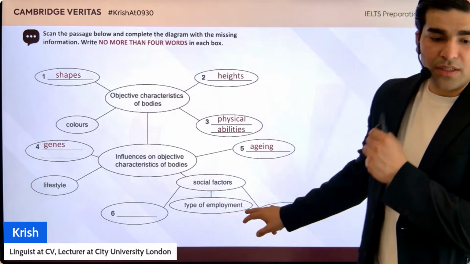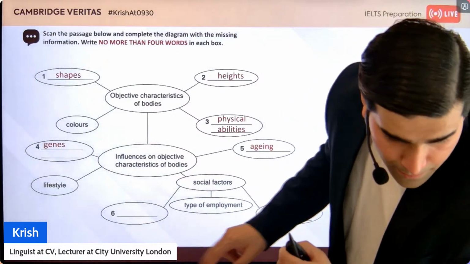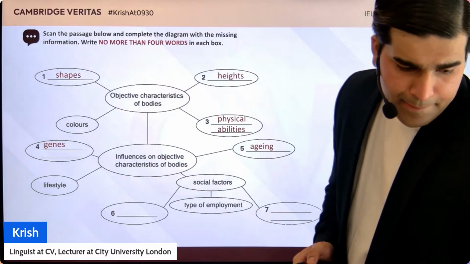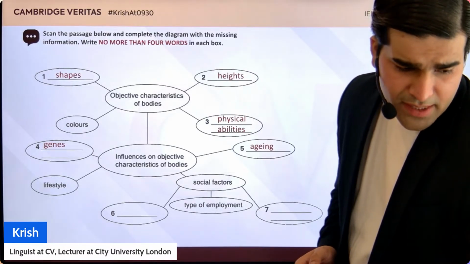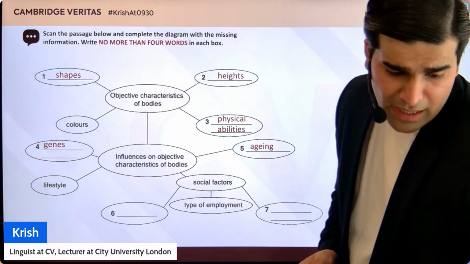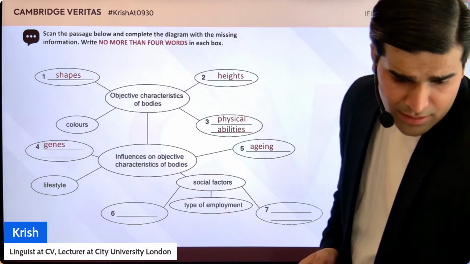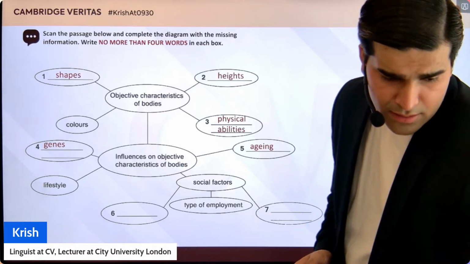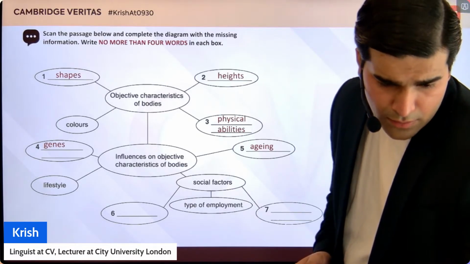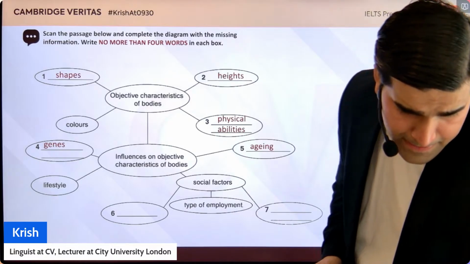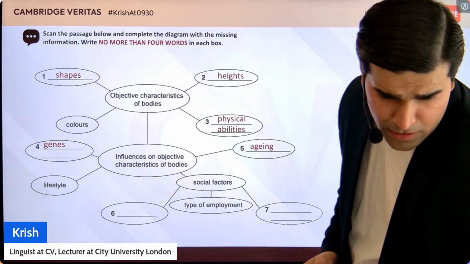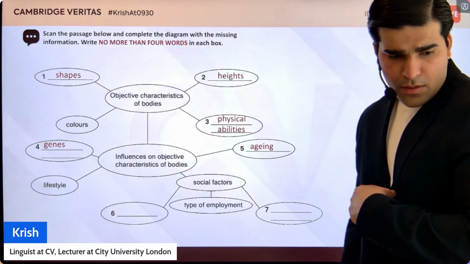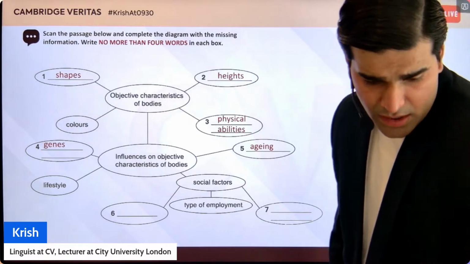IELTS reading table diagram completion question going on. Okay, Hasmat, yeah, good. Sahana, good. No, nobody has told me the answer for number 6 yet. I'm still waiting. Thank you, Lynn.